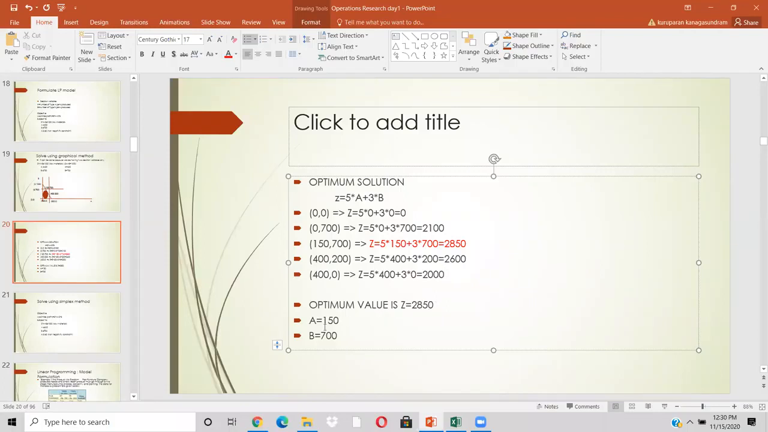For which values of A and B? See the coordinates. A is 150 and B is 700. Okay, fine.